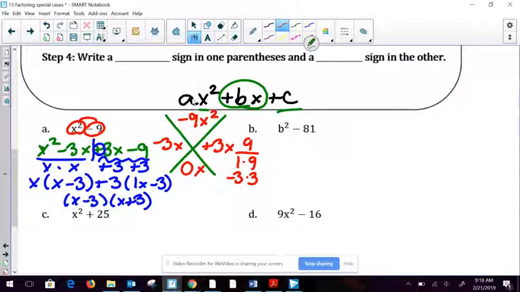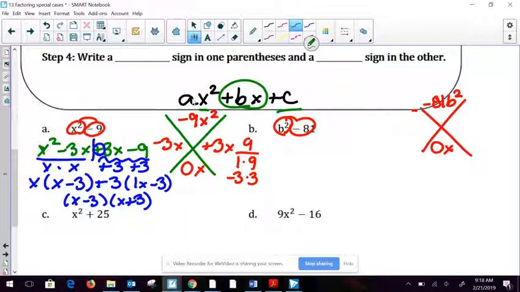So again, I'm going to multiply first times last and put that at the top of my x. B squared times 81 is a negative 81b squared. How many x's do I have in the middle? I have 0 x's in the middle. So now I'm going to go through and look at all the factors of 81. So ways to get 81. I have 1 and 81. I have 3 and 27. And finally, I have 9 and 9.